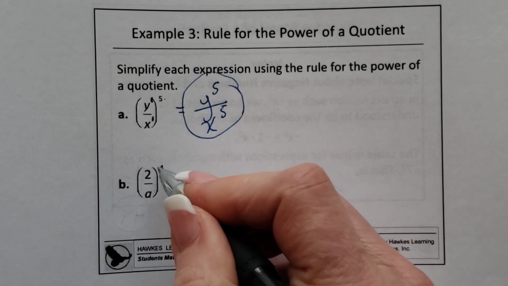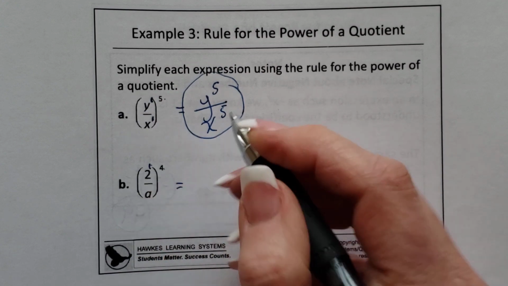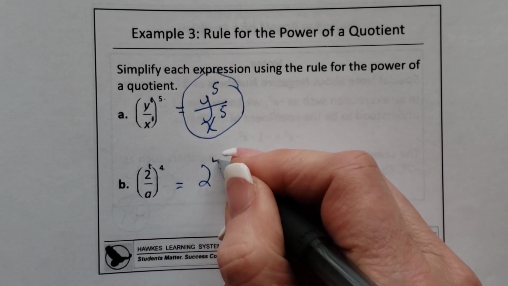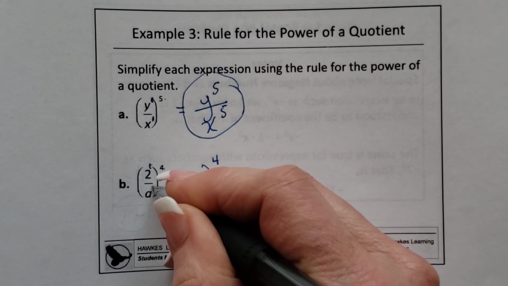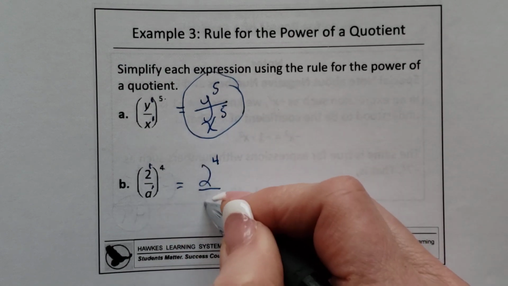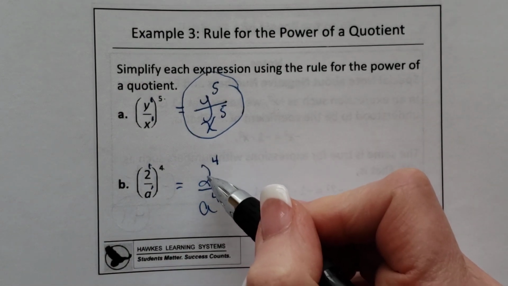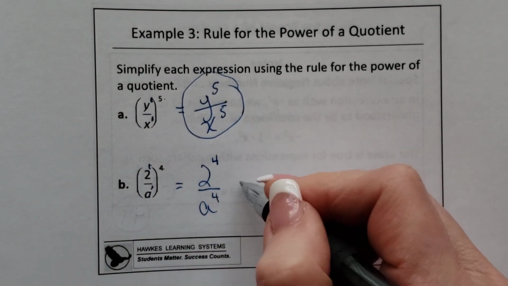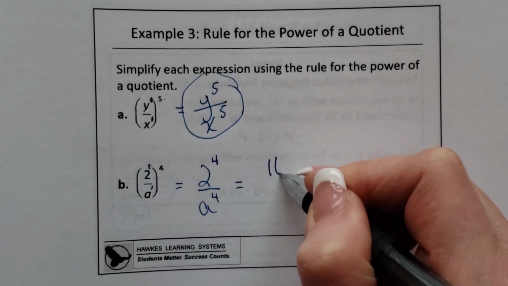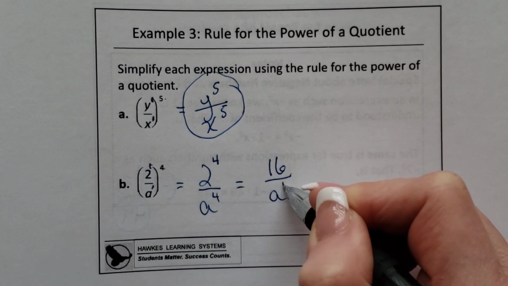Letter B, we have that invisible 1. Well, 1 times 4 is 4. So 2 to the 4th over, there's an invisible 1. 1 times 4 is 4. Is that finished? Nope, because we can multiply 2 times 2 times 2 times 2. So that would be 16 over a to the 4th.